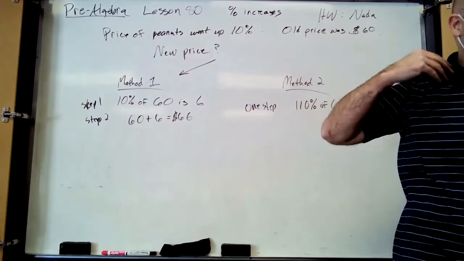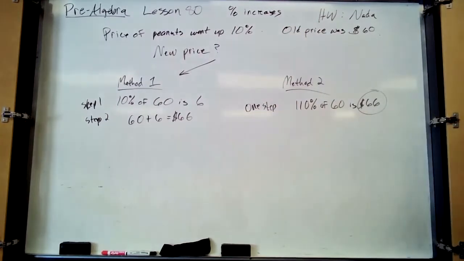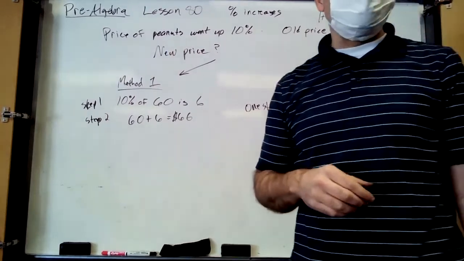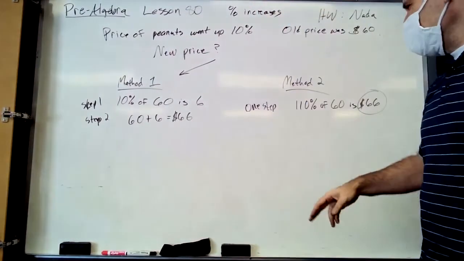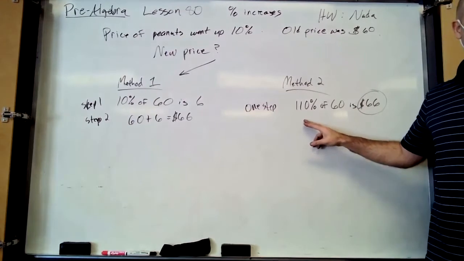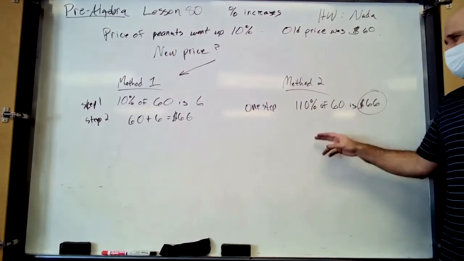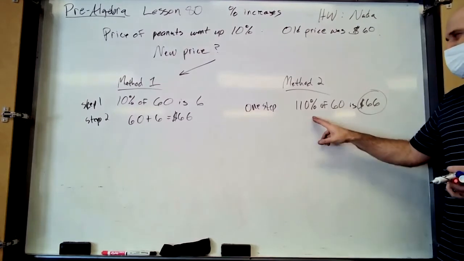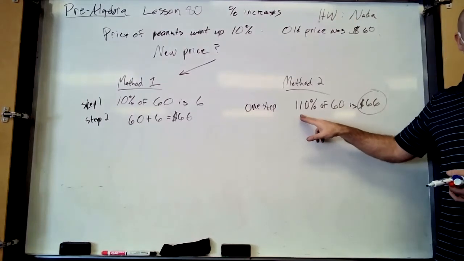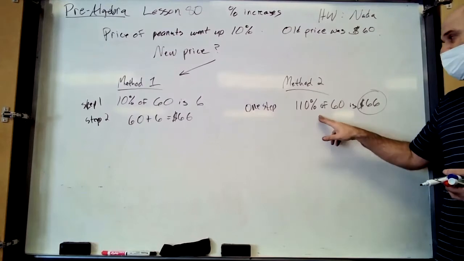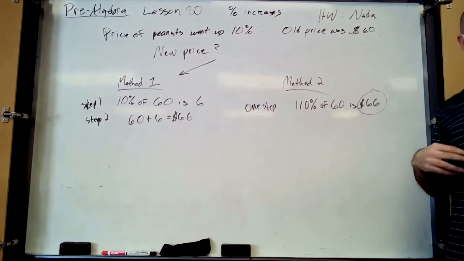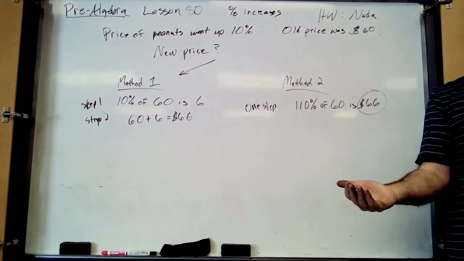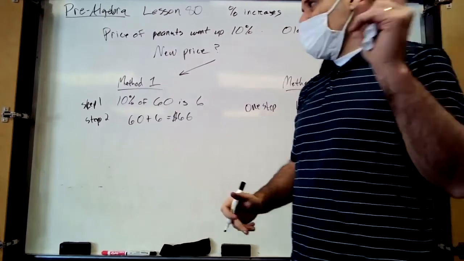But if you have like 7%, well, 7% is kind of annoying, so you might as well just do 107%. If it's a 7% increase, then just multiply by 1.07. So remember, 110%, that's just 1.1. So if I multiply 1.1 times 60, I get 66 right away. That works.